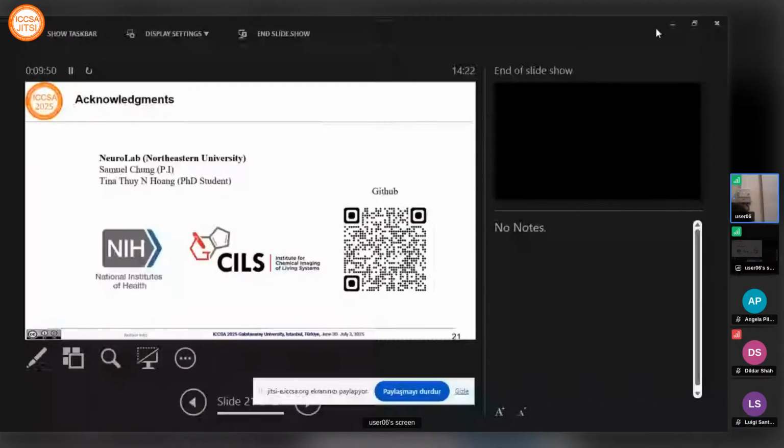This is NeuroLab, which is the lab I worked with to acquire the images of the animals. And thank you for the question.